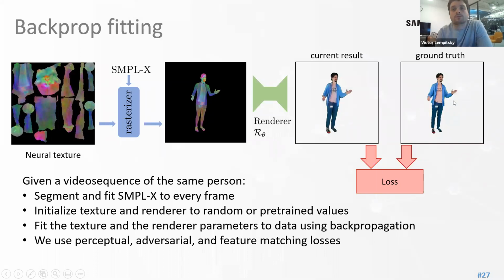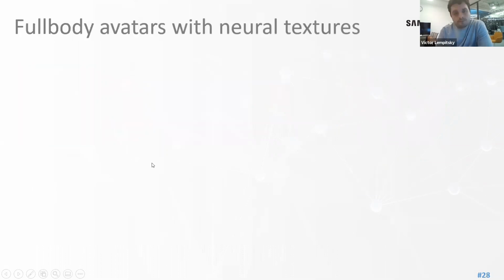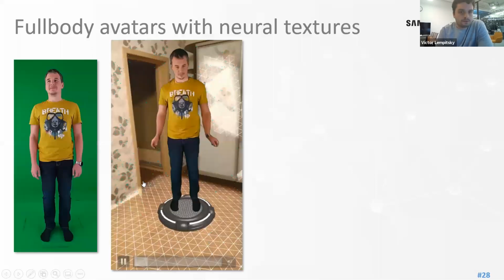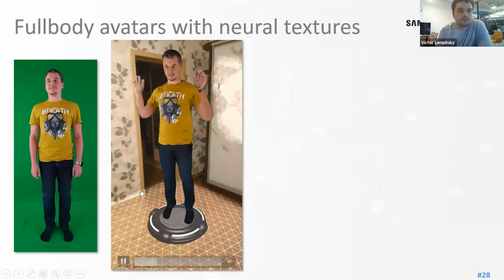to the ground truth. Okay, so we just take the perceptual and adversarial losses, feature matching losses between these two, backprop those losses, and update the rendering parameters and the texture parameters. Where we have a video of that person, we can do that and we obtain interesting, imperfect, but quite good models from not very long videos. Okay, so these are examples.